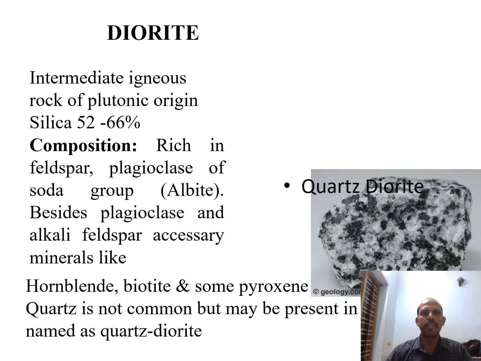So next we'll see about diorite. So this is an intermediate igneous rock of plutonic origin. Again, it's a plutonic rock, composition rich in feldspar, plagioclase of soda group. Then besides plagioclase, other alkali feldspar are also present. Then hornblende, biotite, and some pyroxene groups are also present in this diorite. And the diorite that's given here, the photo of this diorite, it's a quartz diorite.